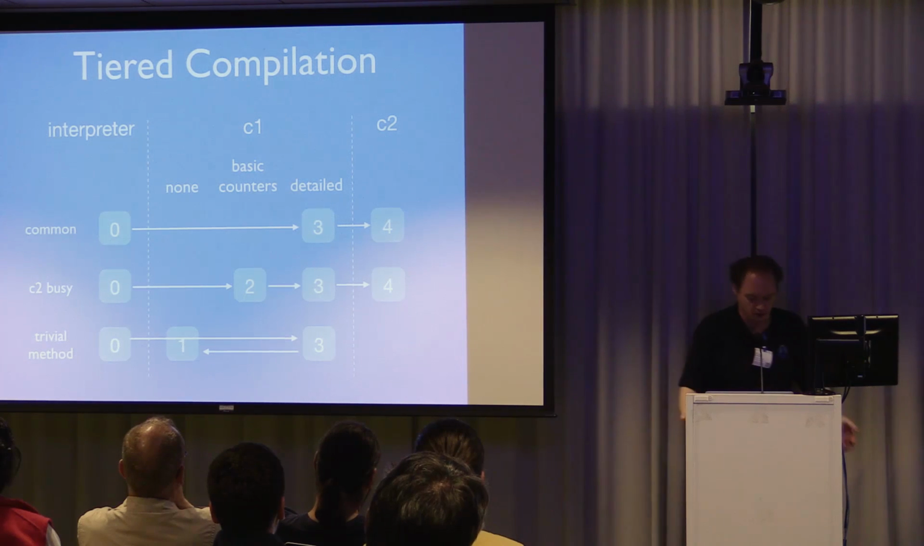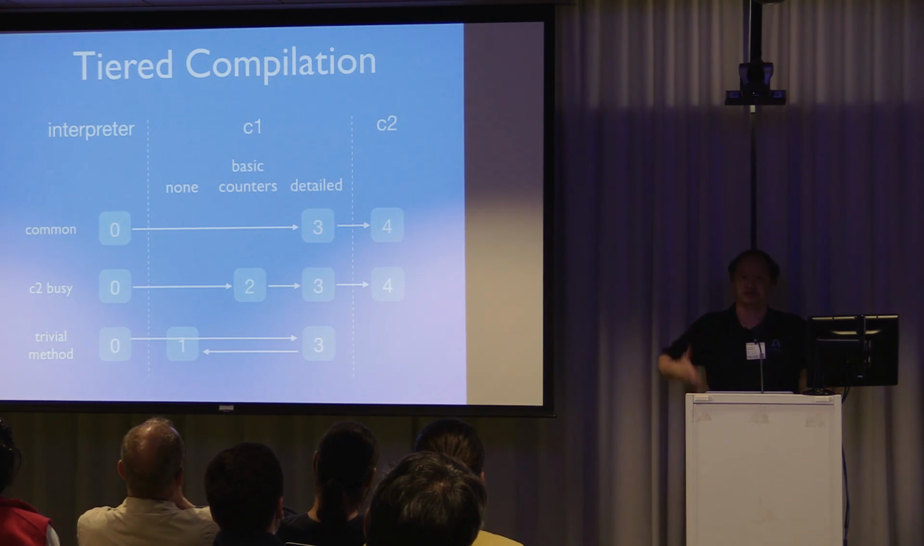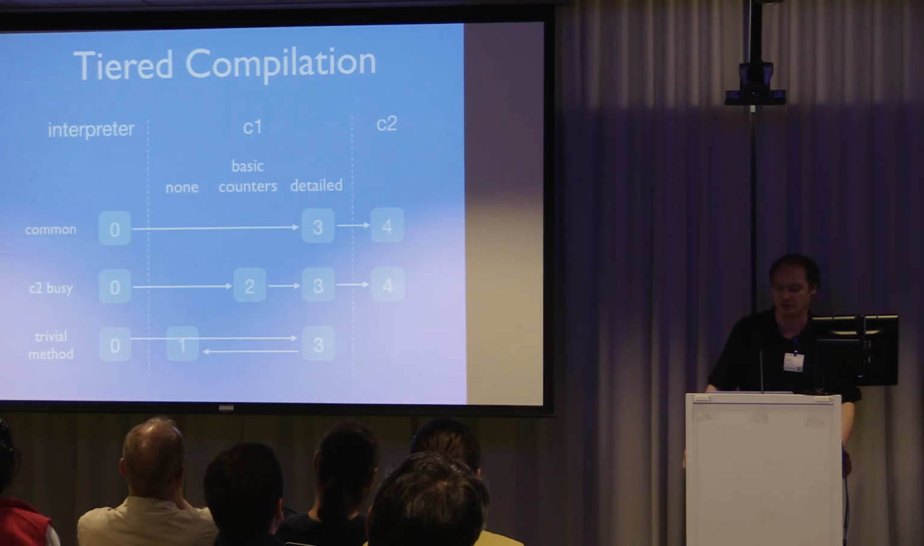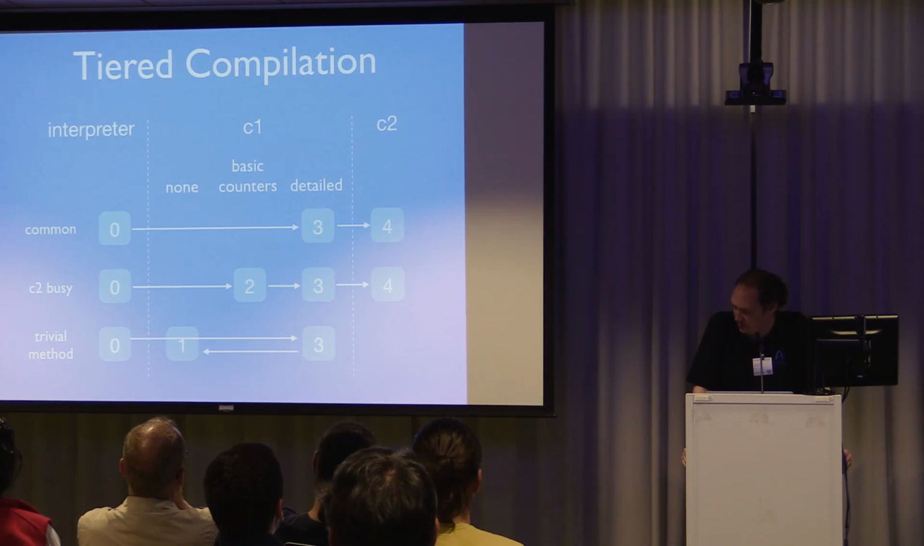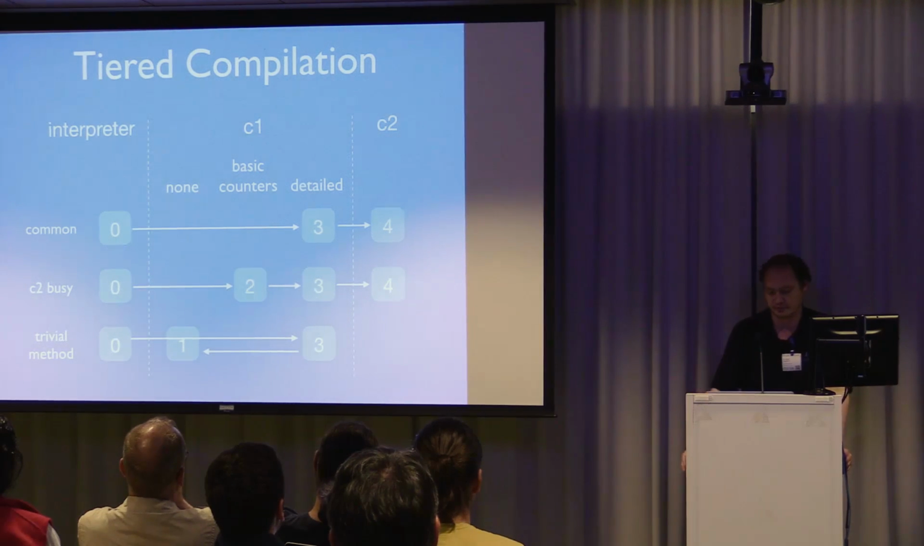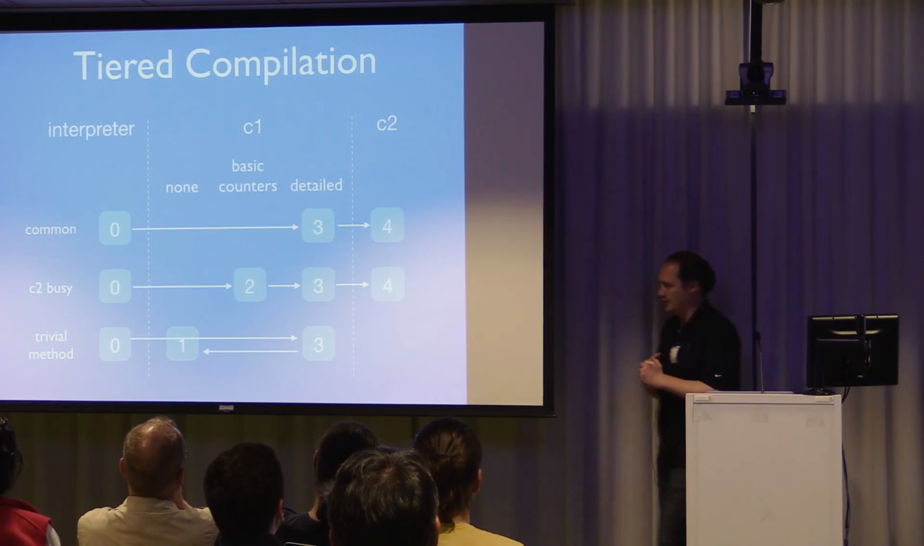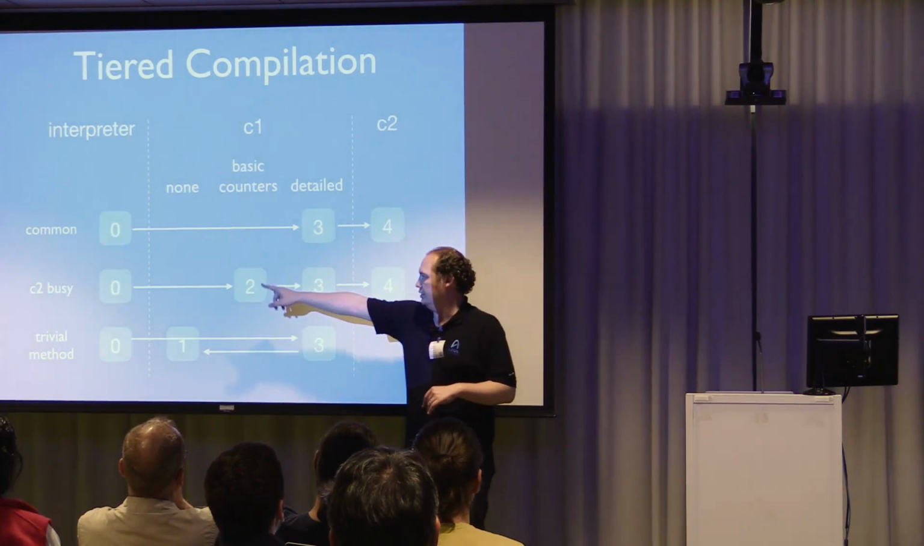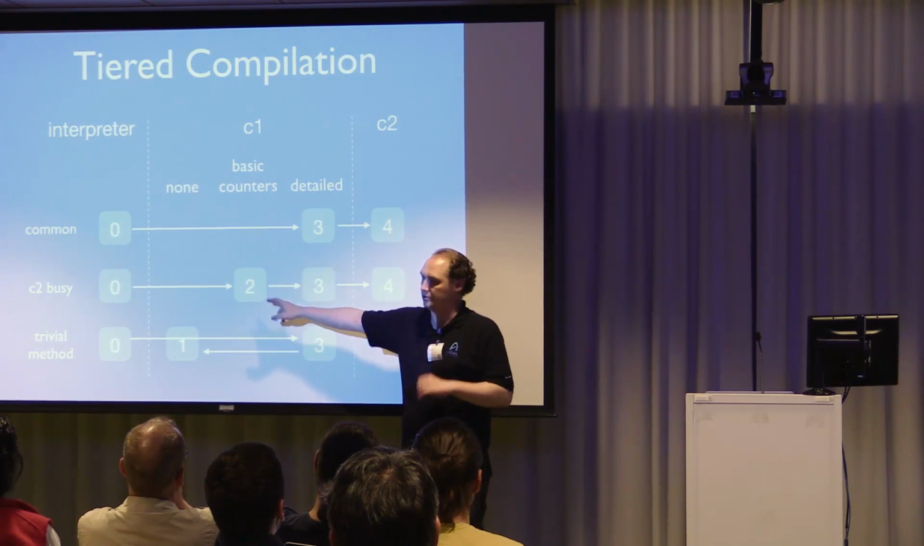But C2's slow. C2 might get backed up. As the application is starting, there's a whole bunch of compilation going on at the very beginning. Everything started at the interpreter. We're figuring out what's hot. We're scheduling compilations like mad. The compilers are overworked. So in that case, C2 may not be able to get to our method anytime soon. If that's the case, we don't go from 0 to 3. We go from 0 to 2.